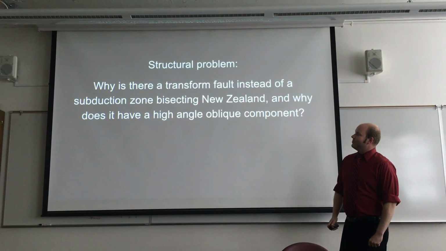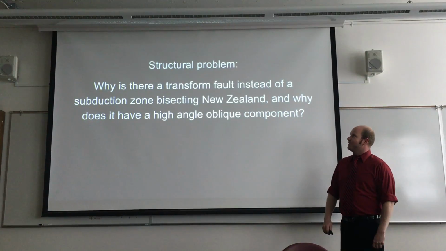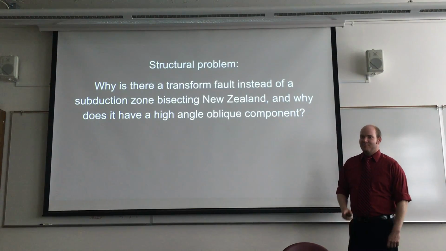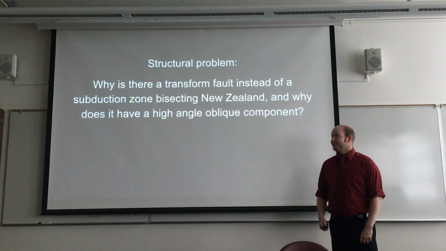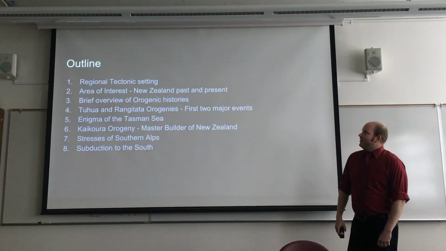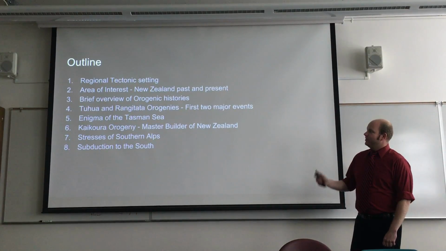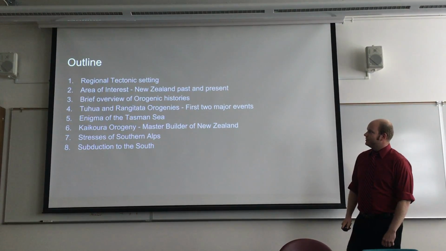So to start off, we'll talk about our structural problem. Why is there a transform fault instead of a subduction zone bisecting New Zealand? And why does it have such a high angle oblique component? To answer this question, we'll be going through these different parts of the presentation.